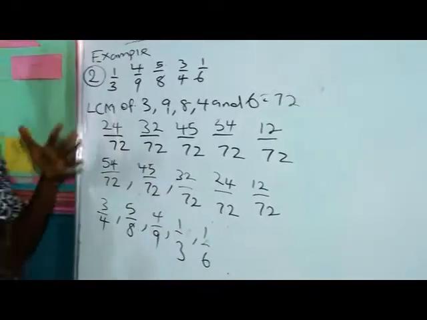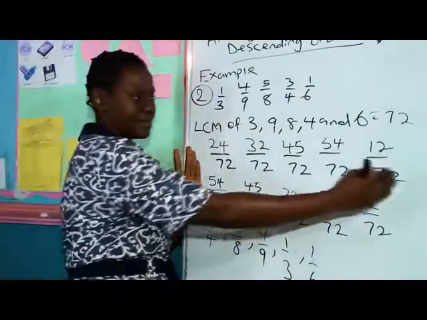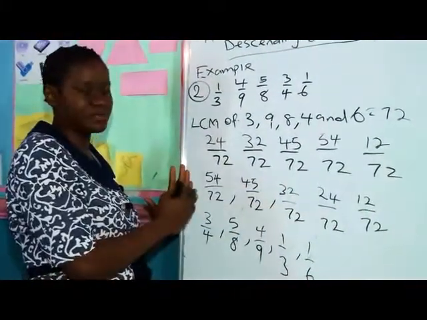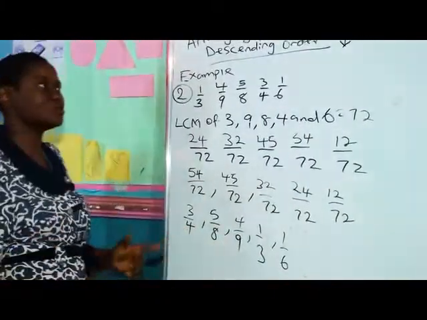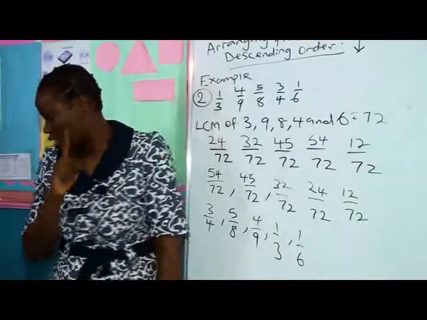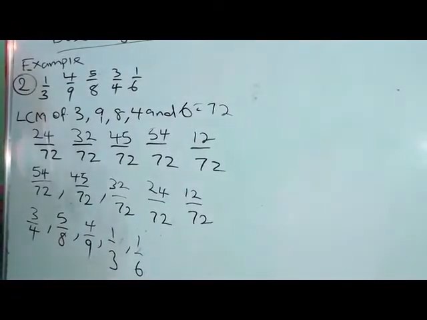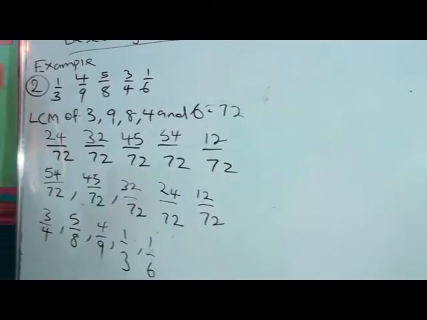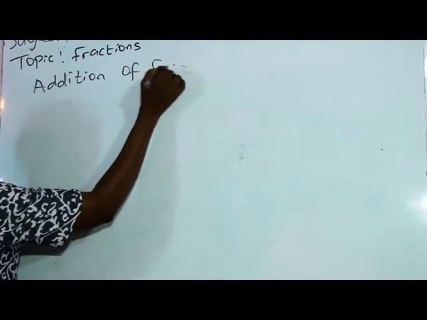You could also arrange in ascending order, from the lowest to the highest, which is just the same method. The only difference is that you start from the lowest to the highest to go in ascending order. Now we are going to be learning to add up fractions. Please, addition of fractions.